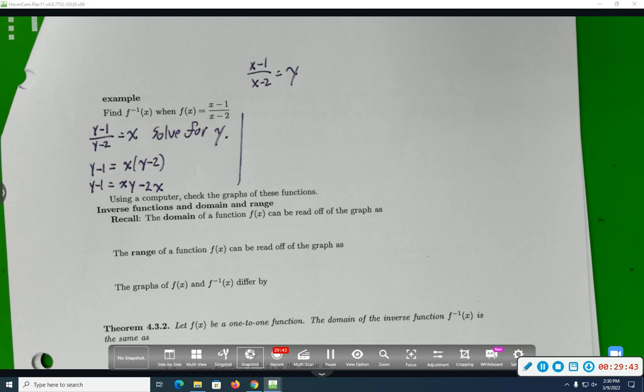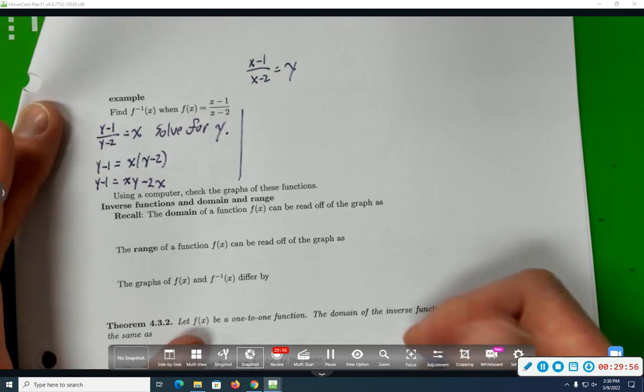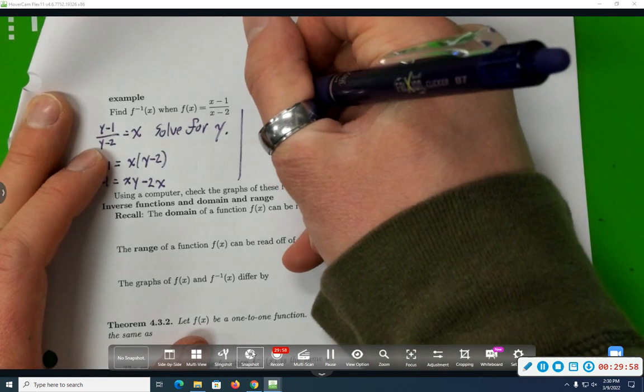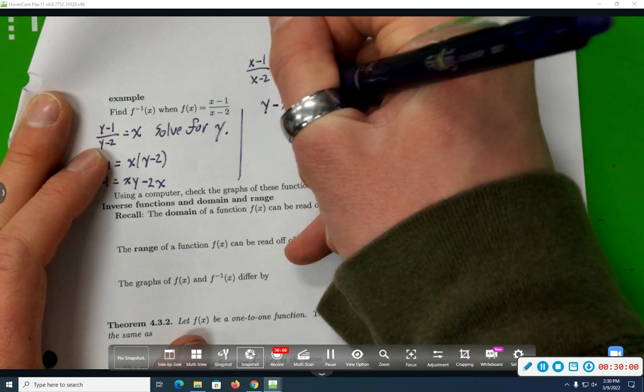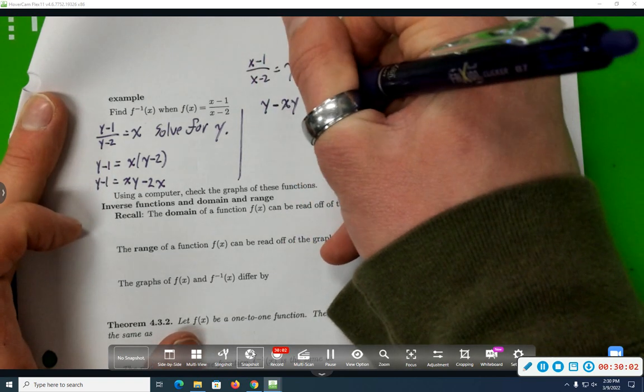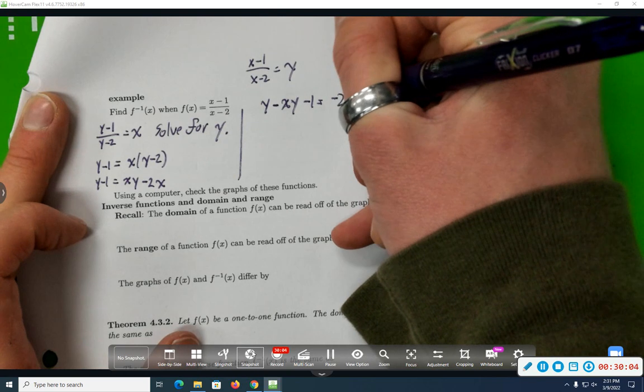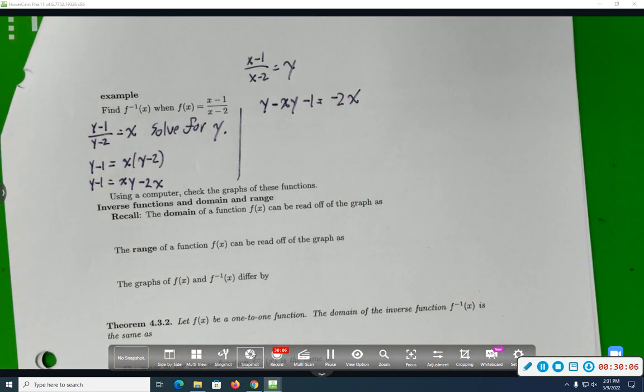Subtract xy to the other side, so get all the y's on the same side. That seems not unreasonable. Let's subtract xy to the other side. So I'll see y minus xy, doesn't matter where I put it, minus 1 equals minus 2x. All right, all the y's are now on the same side.